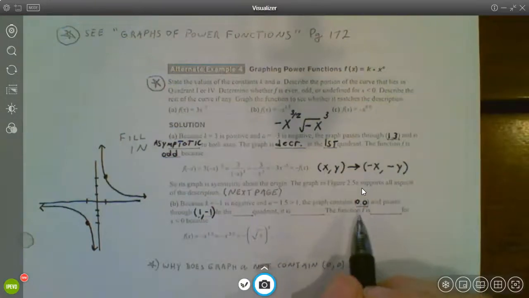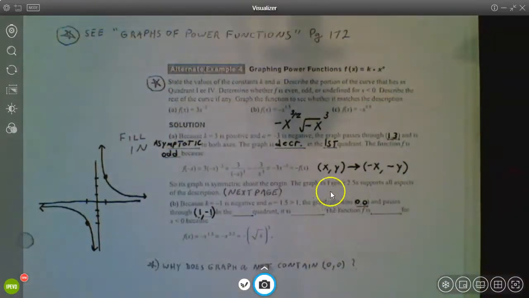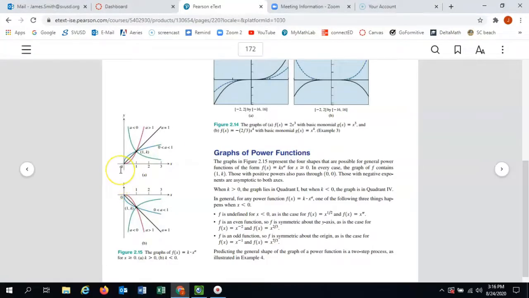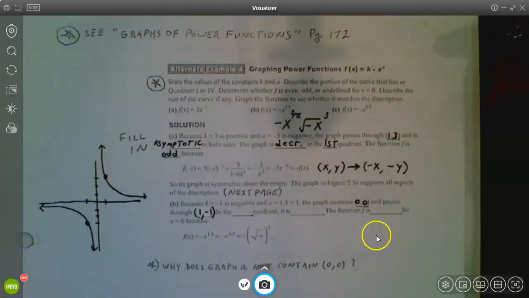So what's with the 0, 0 thing? If you look back at this page, you'll notice all the graphs pass through 0, 0 except the one that we just did. So when a is negative, we get the asymptotes. That's why it does not pass through 0, 0 like the other ones do, right? And that's something we've got to make sure we're familiar with.